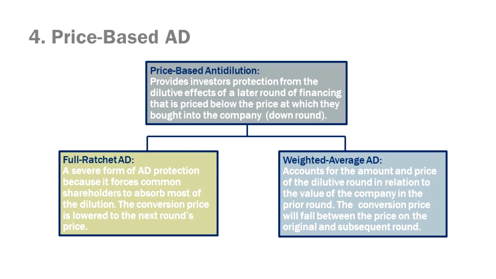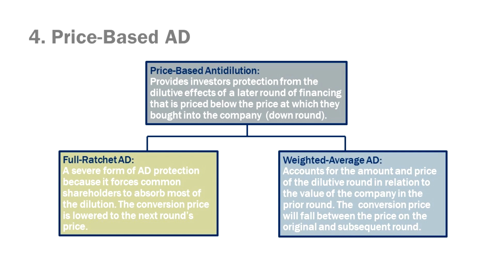There are 2 common forms of price-based anti-dilution: full ratchet AD and weighted average anti-dilution. Full ratchet protection is generally considered a severe form of anti-dilution protection because it forces the common shareholders to absorb most of the dilution. It lowers the conversion price on the original round to the next round's price.